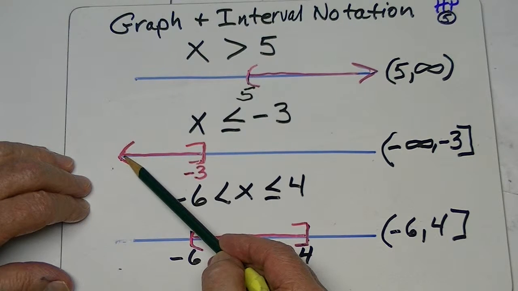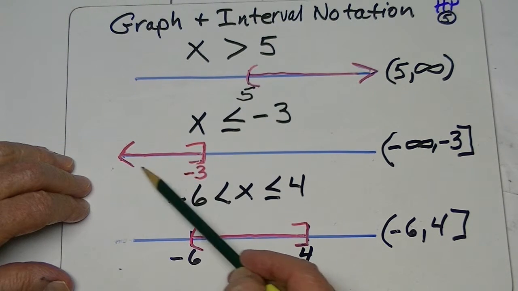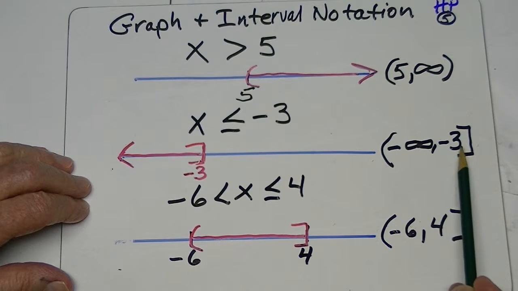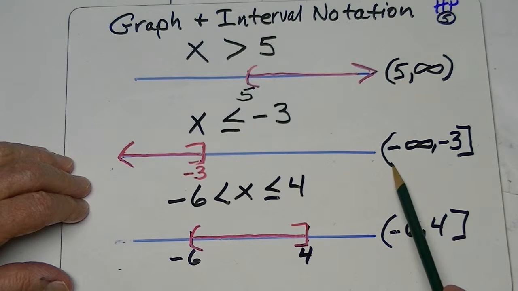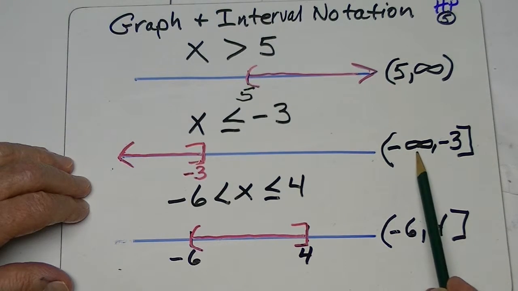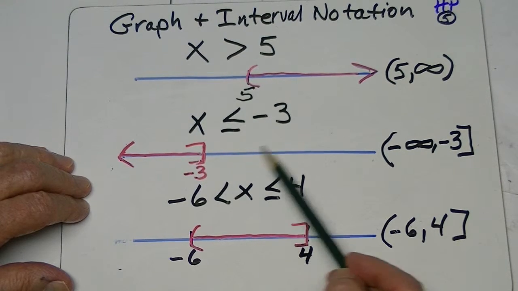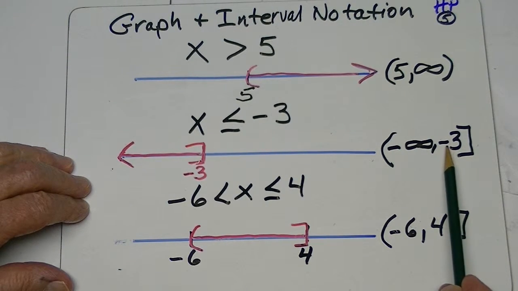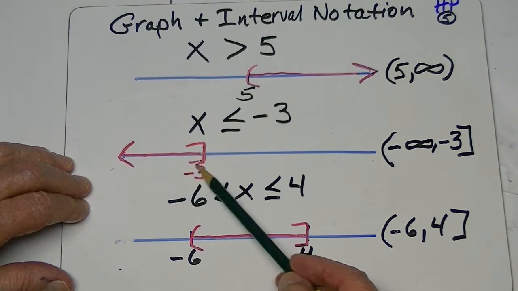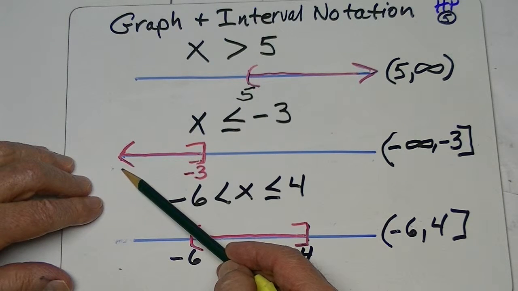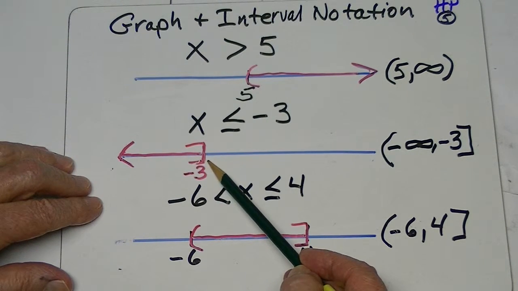Negative infinity. So when you put this into interval notation, it's coming from negative infinity. Again, it always starts with a parenthesis, negative infinity, comma, and then -3. And again, since the -3 is included in the set, we use a bracket. So right from the graph, negative infinity, comma, -3, bracket.